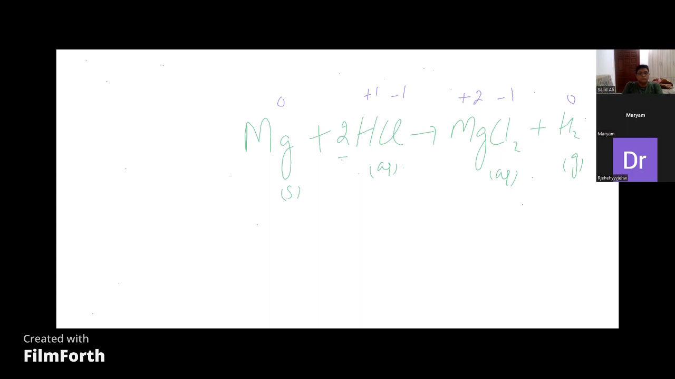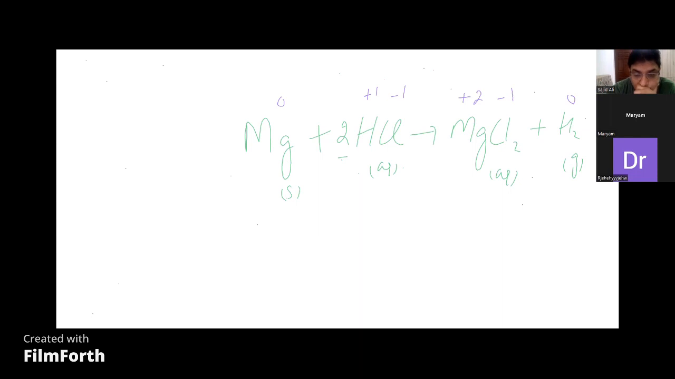So basically, the H gets reduced as the magnesium takes its place to make magnesium chloride. It displaces the hydrogen out of it, which also reduces it to have a neutral charge.